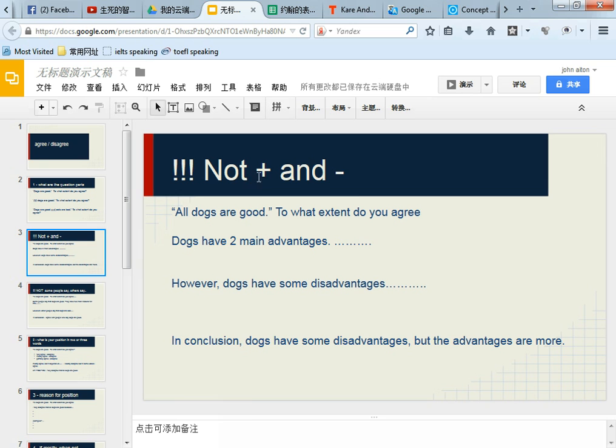Okay, this is not a positives and negatives essay. Let's take, for example, all dogs are good. To what extent do you agree? Dogs have two main advantages. However, dogs have some disadvantages. In conclusion, dogs have some disadvantages, but the advantages are more. This doesn't answer the question if I agree whether or not all dogs are good.